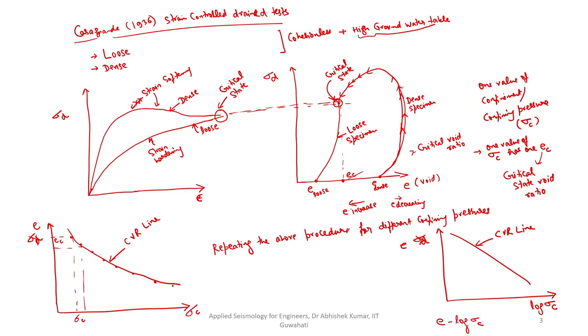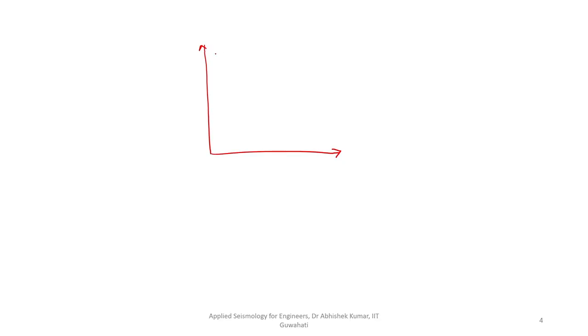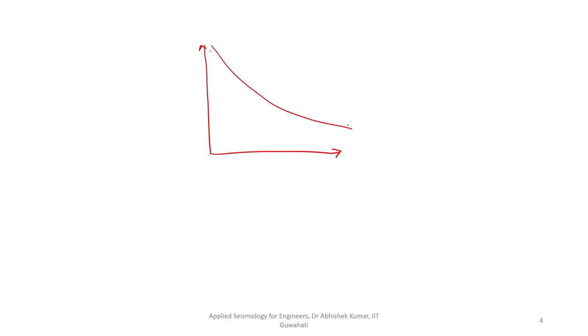Now, with respect to this particular line, we have understood that based on the critical state of the soil, let me draw it once again. Based on the initial state of the soil, the samples were subjected to strain hardening or strain softening, finally reaching the same state defined by the critical state, having a certain value of deviatoric stress, confining pressure, and void ratio. Joining the points representing critical void ratio at different confining pressures, we tried determining the CVR line.